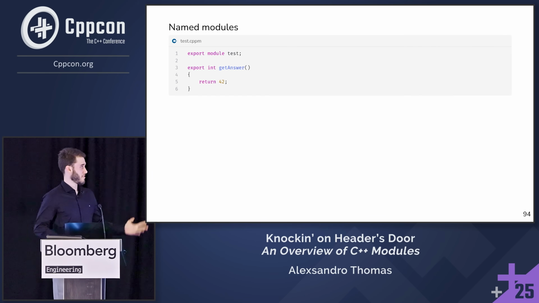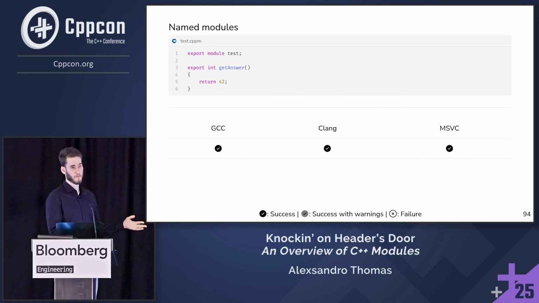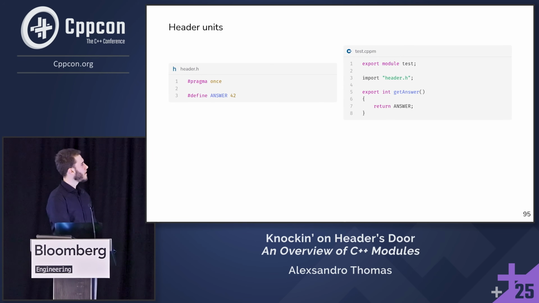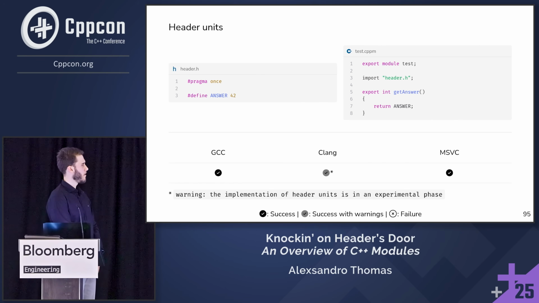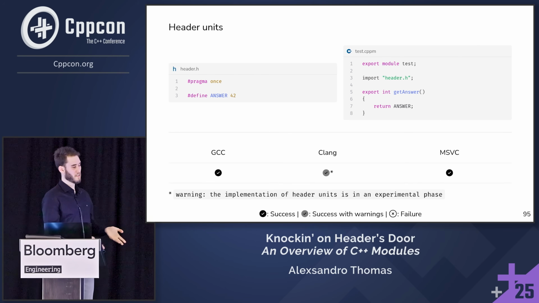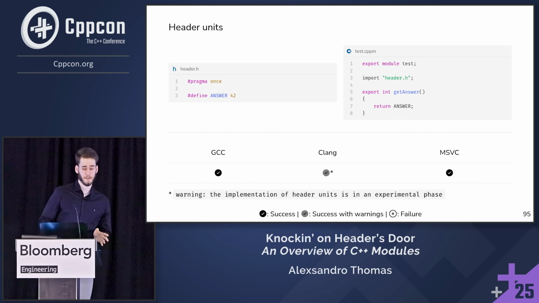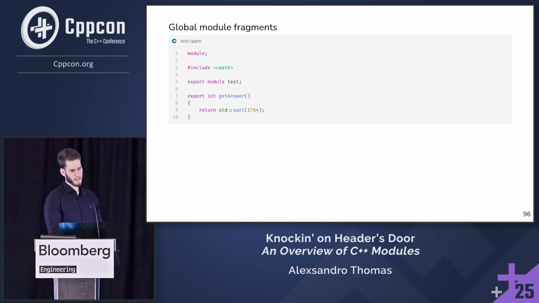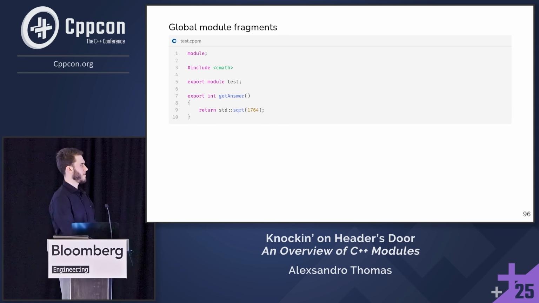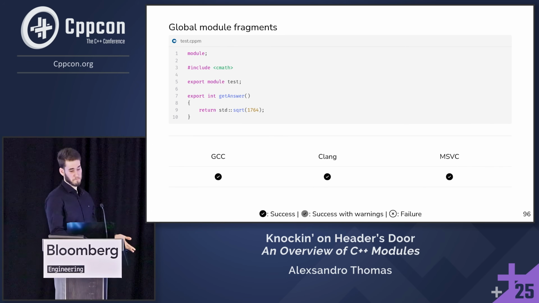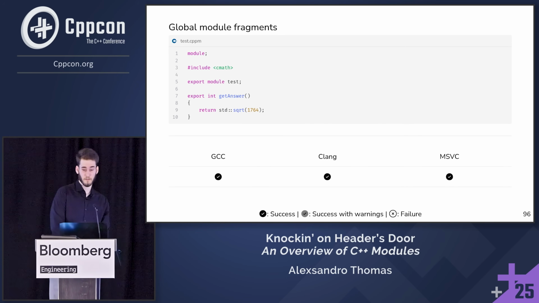So for named modules, that's the simplest. Just export this integer getAnswer, so return 42. It works on every compiler. Header units: you just define this macro 42 and then utilize this macro 42 in the getAnswer function. That will work on every compiler. The test will pass, but Clang will issue a warning saying that the implementation of header units is in an experimental phase. Global module fragments, which allow you to include headers and then make use of whatever functions were defined there below, also work on every compiler, so you can also make use of that.